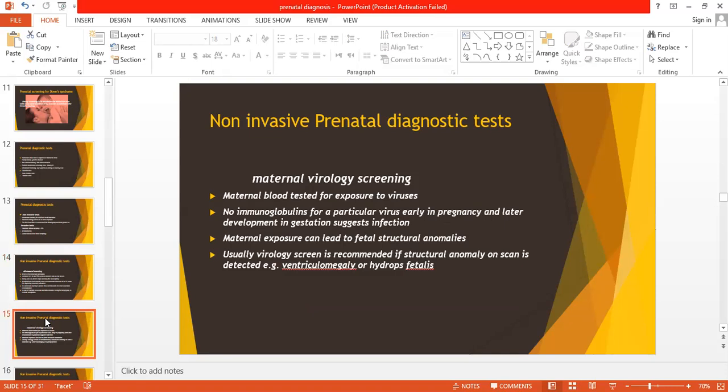ठीक है? If there is no immunoglobulins for a particular virus early in pregnancy and there is later development in gestation, suppose pehle there was no IgG and IgM for a certain virus and now there is IgM for that virus, then it shows that there has been maternal exposure and this maternal exposure has led to the fetal structural anomalies. Usually virology screen is recommended if structural anomaly is seen on scan, for example ventriculomegaly, hydrocephalus जिसको कहते हैं और hydrops fetalis.